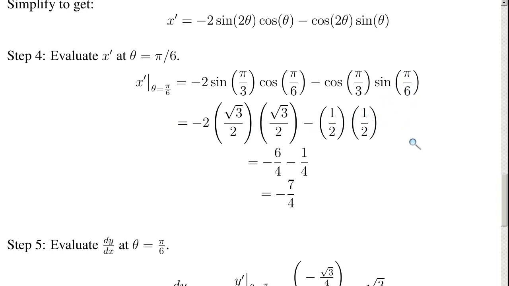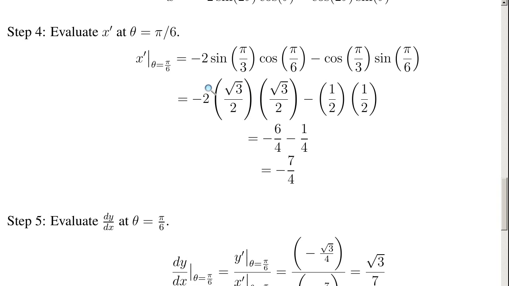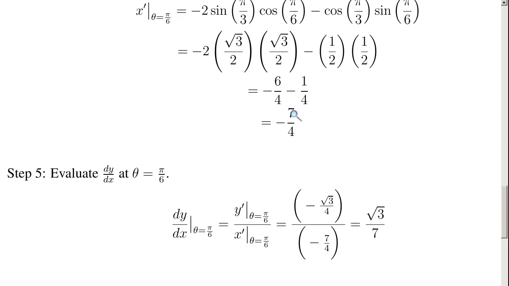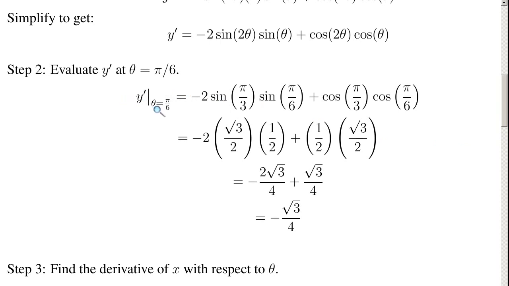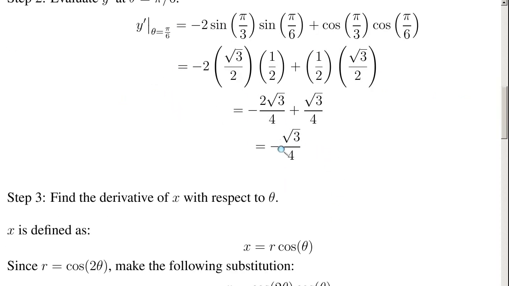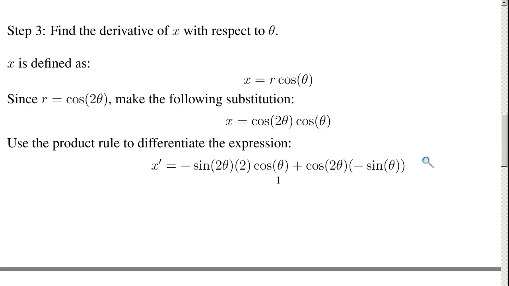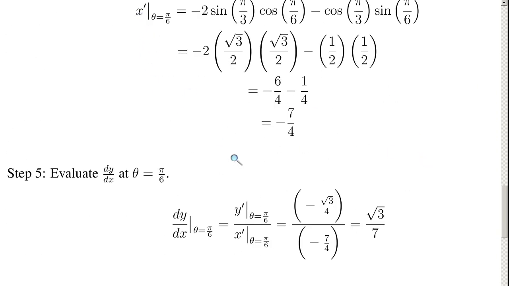Okay, so then you multiply this out. You get this term, root 3 times root 3 is just 3, times 2 divided by 4. You have negative 6 over 4 minus 1/4. And then perform that subtraction, you get negative 7 over 4. So we found out that y prime at theta equals pi over 6 equaled negative root 3 over 4, and then x prime equaled negative 7 over 4.